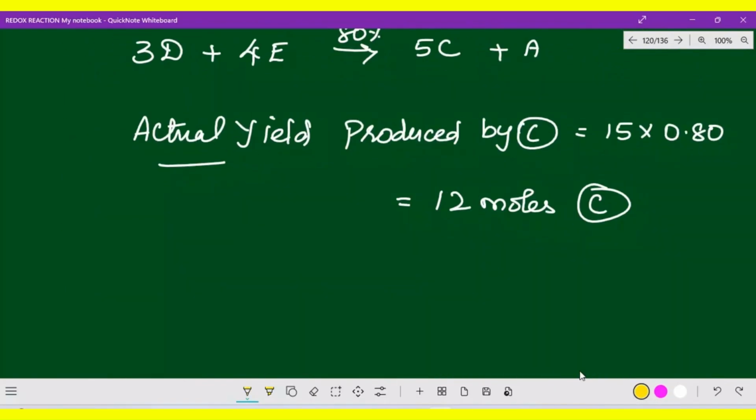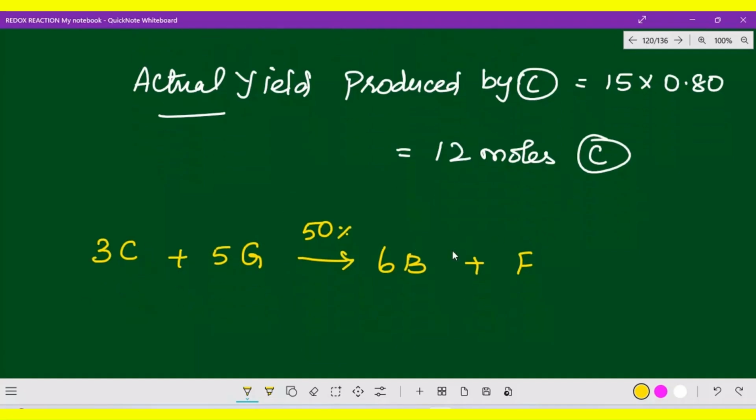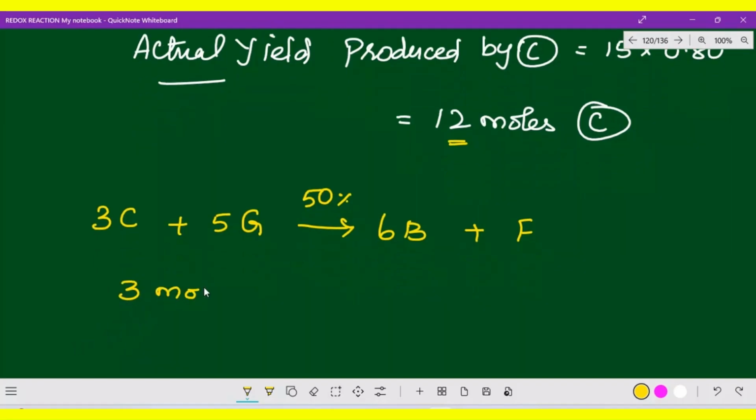So the second equation, what they mentioned here: 3 moles of C plus 5 moles of G gives 6 moles of B plus 1 mole of F in that 50%. This is the second equation. Now here the actual yield produced is 12 moles of C only. You just remember that. Now 3 moles of C require 5 moles of G.